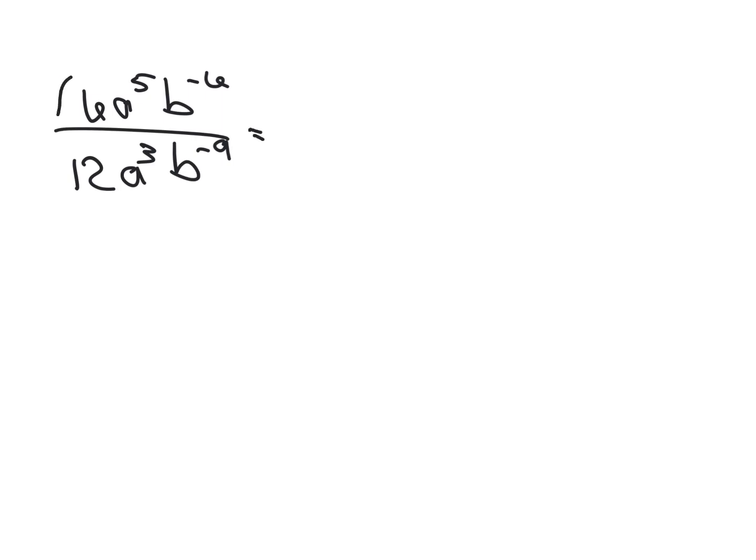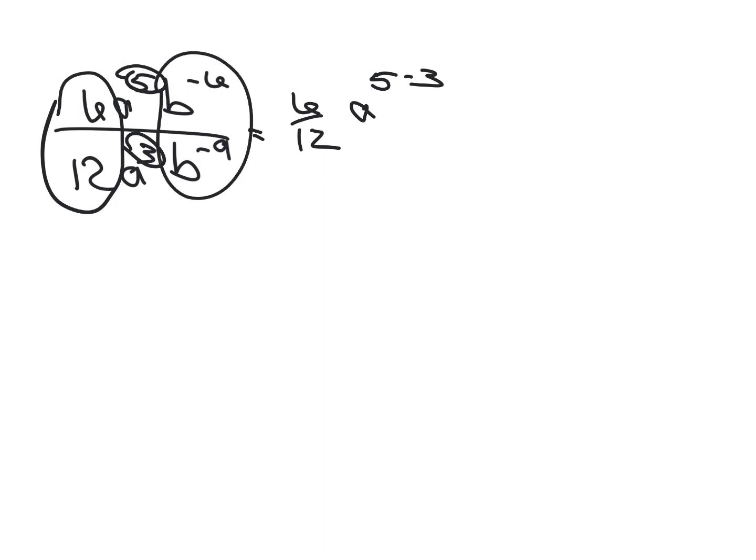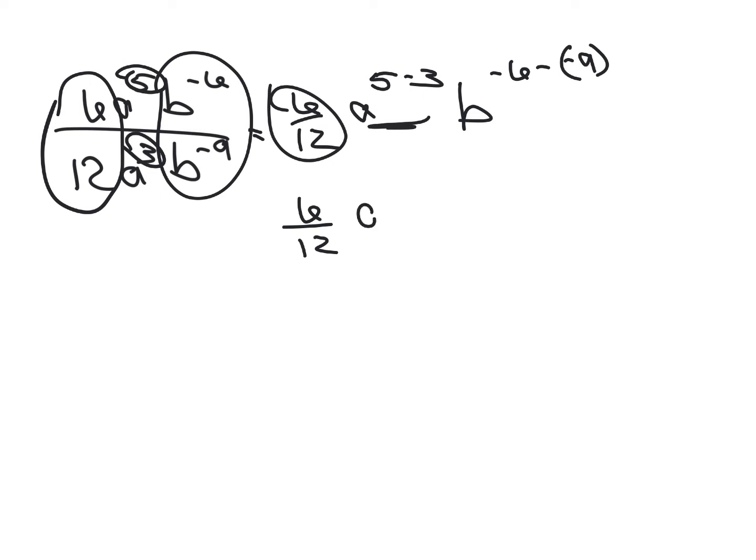So I'm going to look at my numbers, and this is 6 over 12. Now let's look at the a's. A is 5 minus 3. And let's look at the b's. The b's are negative 6 minus a negative 9. Okay, let's leave the 6 over 12 alone for right now. A to the 5 minus 3. 5 minus 3 is 2.